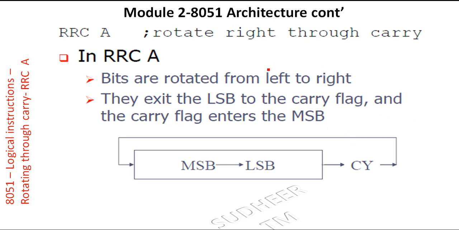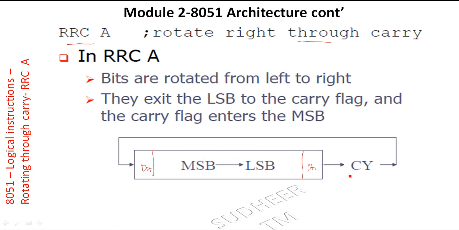Now another one: rotate right through carry, the RRC instruction. It is the same rotation instruction, but it performs the rotate right through the carry. From the diagram it is very clear: D0 will go to the carry flag, and the carry flag will go to D7. That is what rotate right through carry does.